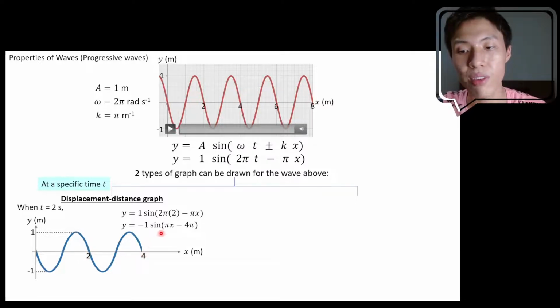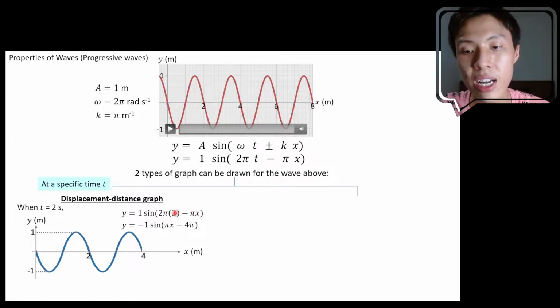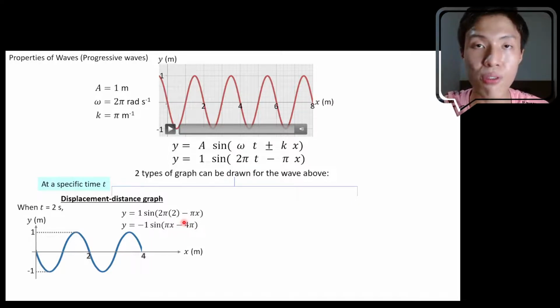So once you have done that, you are done with this part. Then the last part that you have over here is the negative 4 pi. So 4 pi here is a constant. It's actually a phase constant. Once you substitute in your time 2 over here, this term has become a phase constant. This phase constant has a negative sign in front. That means you are going to shift the graph in the positive x direction. So that means this graph that we have drawn here, we need to shift it to the right.